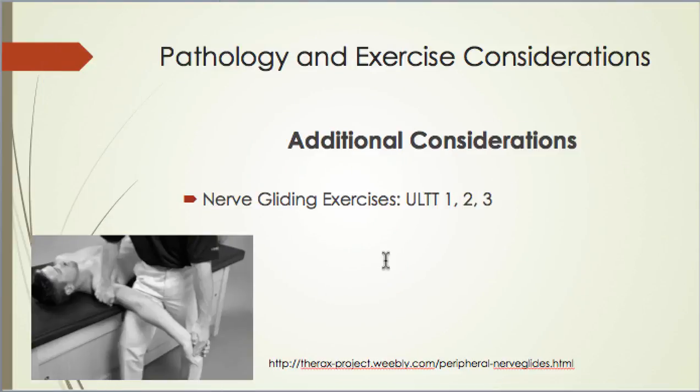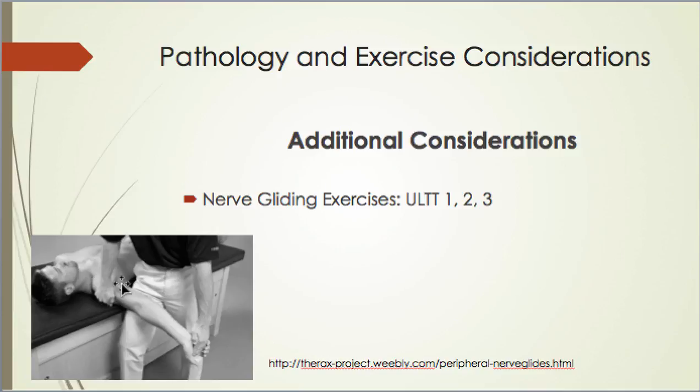All right, and then nerve gliding exercises. We're going to use those when we believe that we have a problem with nerve irritation peripherally in the upper extremity. So ULTT1 deals with the median nerve, 2 with the radial nerve, and 3 with the ulnar nerve.